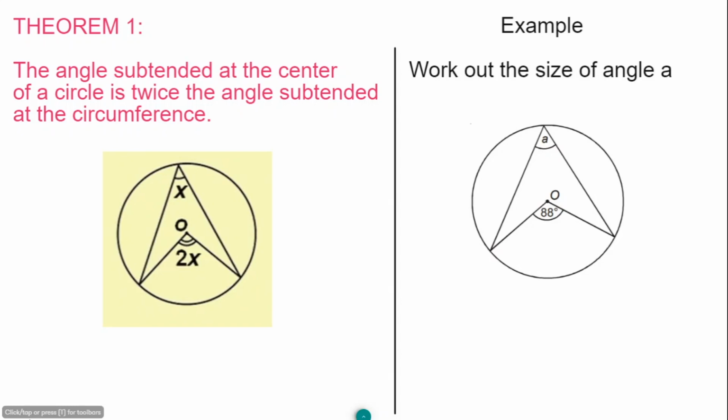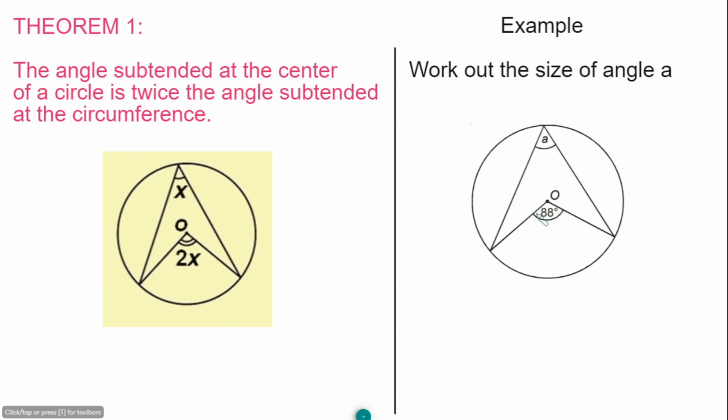Now the first theorem says that the angle subtended at the center of a circle is twice the angle subtended at the circumference. Now the word subtended means made. So we could really read this as: the angle made at the center of a circle is twice the angle made at the circumference. Now I've got a circle here, okay? You can see the angle made at the center is actually twice the angle made at the circumference, okay? Alright, so let's move over to the right here to explain what that really means in detail.